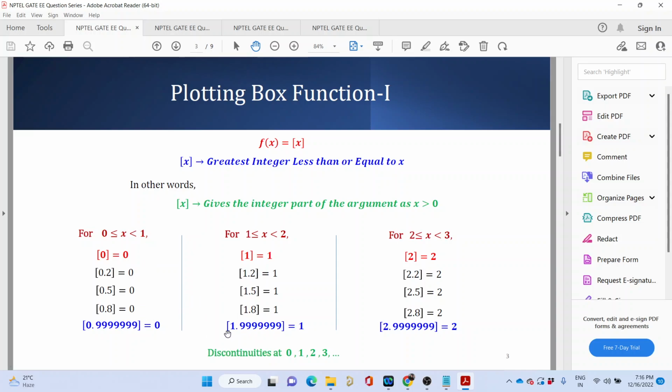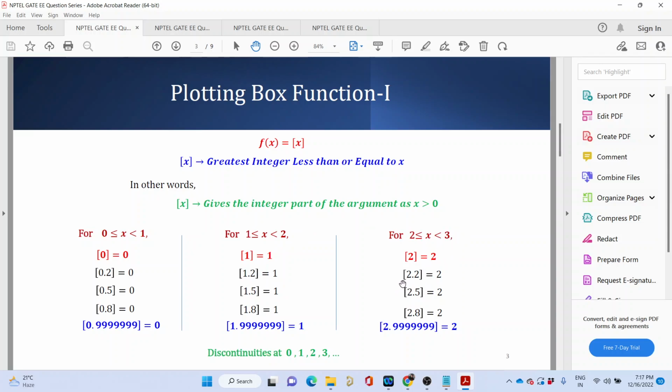Similarly, I have taken a point very close to 2 but less than 2, that is 1.9999. So what is the output of the function? That is 1. Again, if we conduct the operation at x equal to 2, we are going to get 2. So there is a discontinuity at 2. Similarly, you will also find a discontinuity at 3, and I have illustrated that.